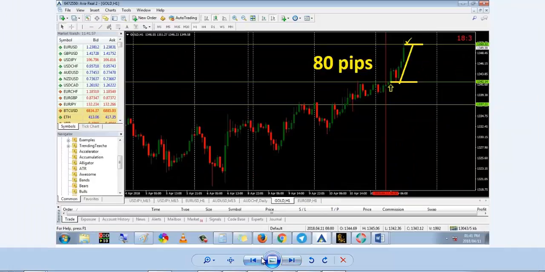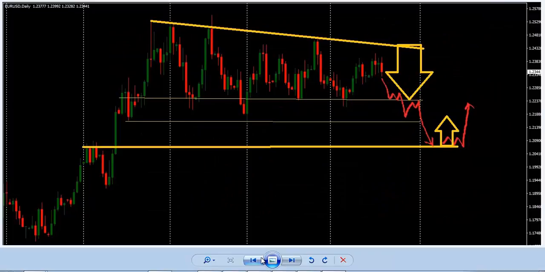Okay, so like we said, the EURUSD next week is going to be going up. It might also go to try and retest this zone. I'll also update you on that one.